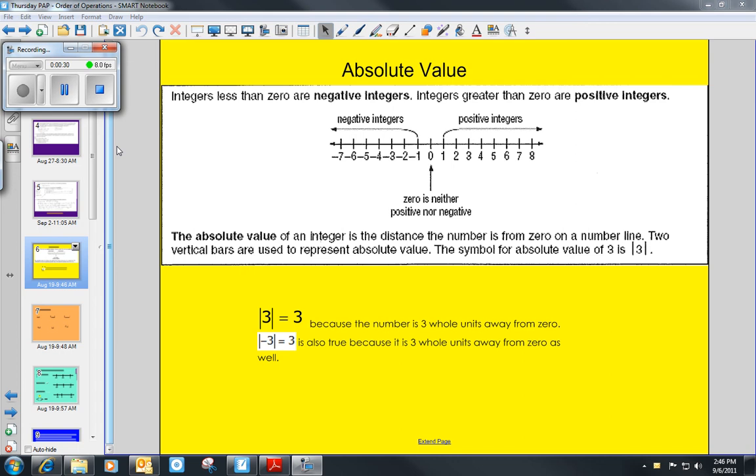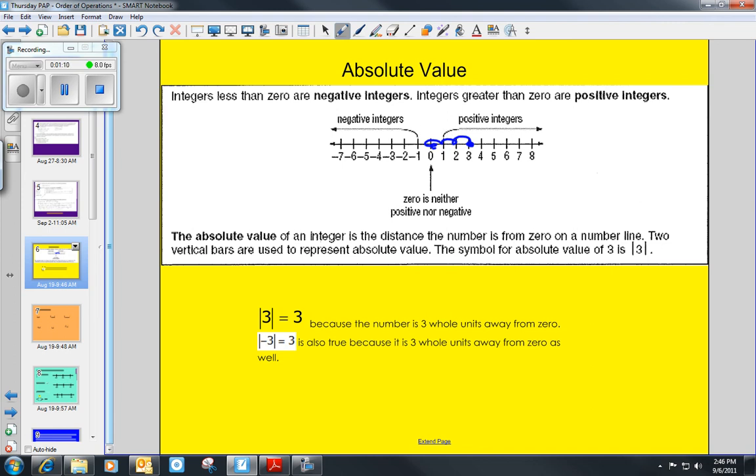The absolute value of an integer is how far that number is from 0 on the number line. So we use two vertical bars to represent absolute value. The symbol for absolute value of 3 is a 3 with two long bars on each side of it. The absolute value of 3 is 3 because that number is 3 units away from 0 on the number line. So here's positive 3 on the number line, and it is 1, 2, 3 hops away from 0. So the absolute value of it is 3 hops from 0.